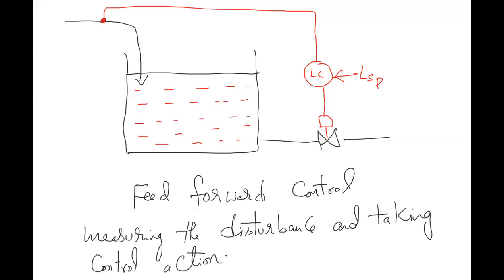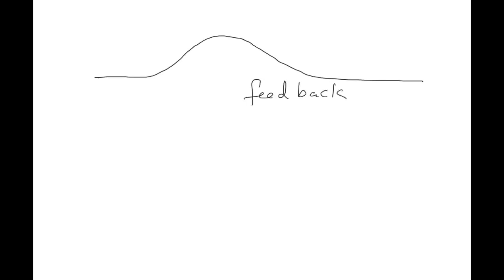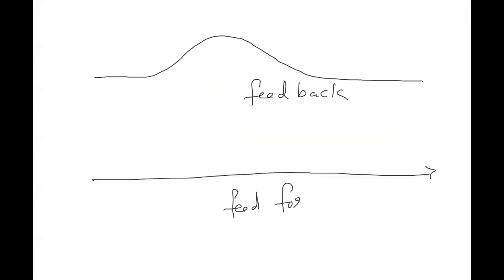Now, why did we go from feedback to feed forward? In feedback, the disturbance affects the variable like this. Feedback means the level changes and you are bringing it back. Feed forward is something like this: there is no effect of disturbance. Basically, ideal feed forward. The reason you went from feedback to feed forward is because your variable is changing or being affected. I don't want my variable to get affected. So that is why you are going to feed forward.